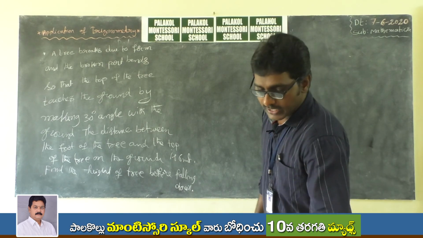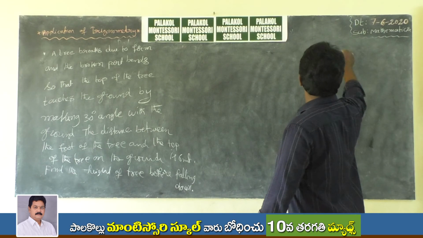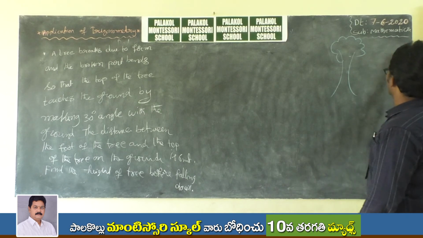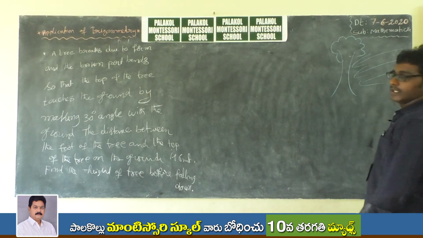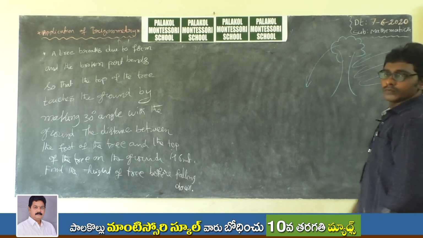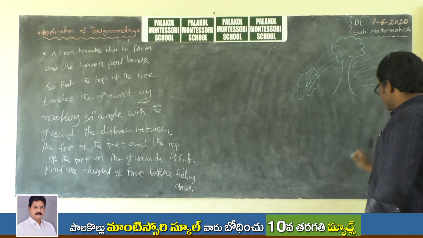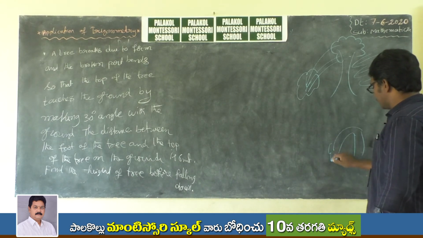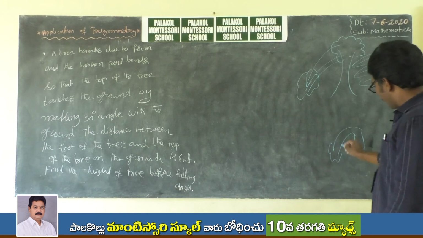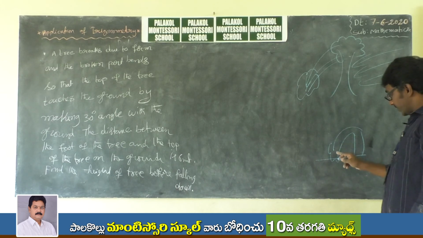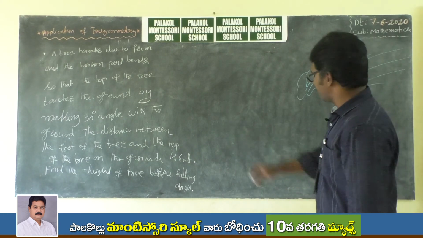Guys, just guess it. One tree is in our surroundings, and a storm comes. Suppose the tree breaks. Definitely the top falls down like this, so the top touches the ground. In this situation, the top makes an angle of 30 degrees with the ground.